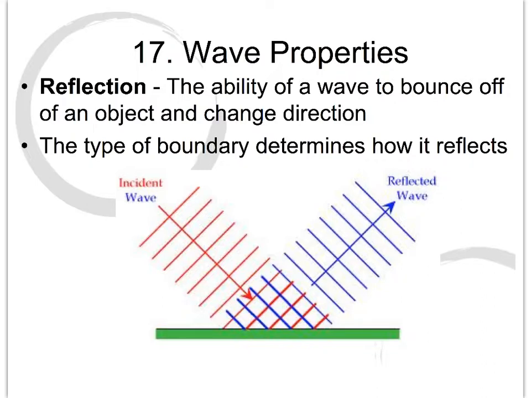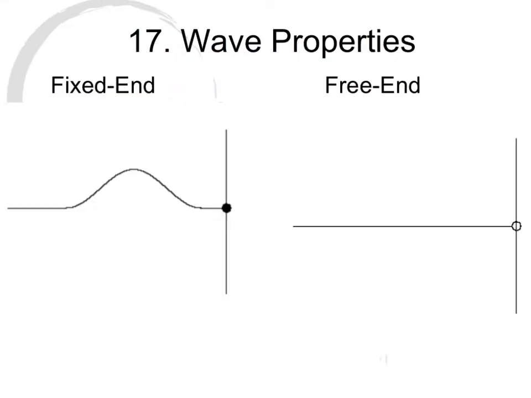Okay, so we have a wave coming in here. Here are our wave fronts. They hit this boundary. They bounce off and they change directions. The type of boundary determines exactly how the wave reflects, and we'll look at that on the next slide. As I mentioned before, the type of boundary affects exactly how this wave reflects.